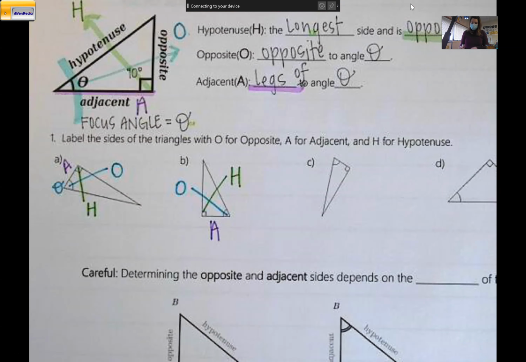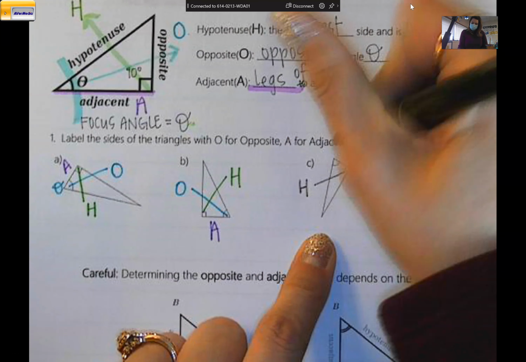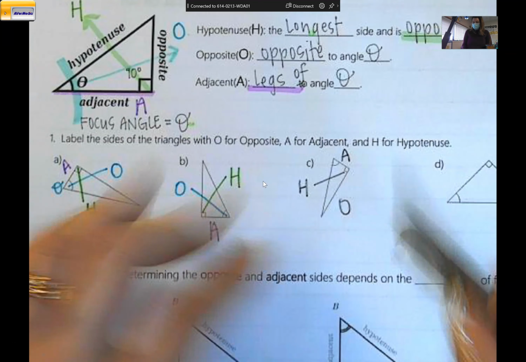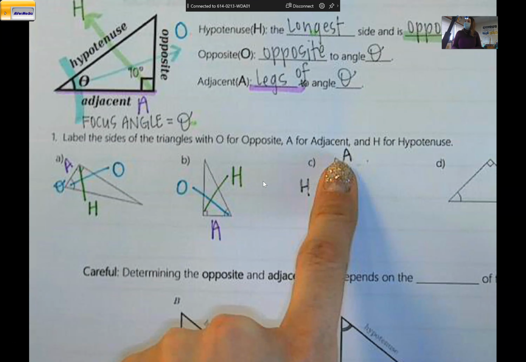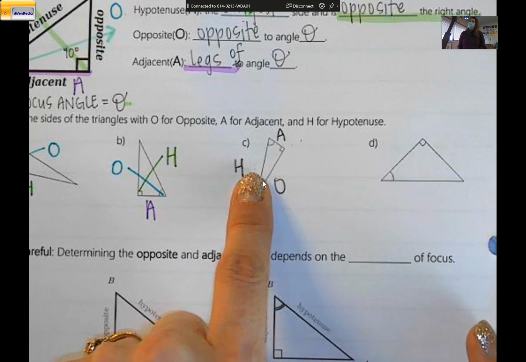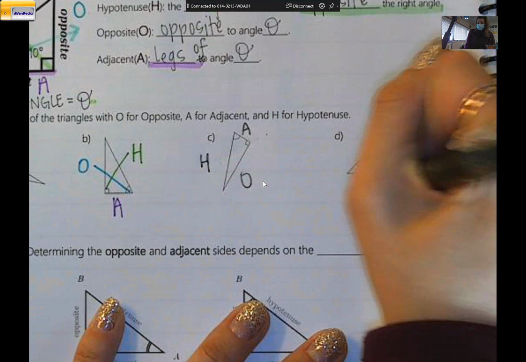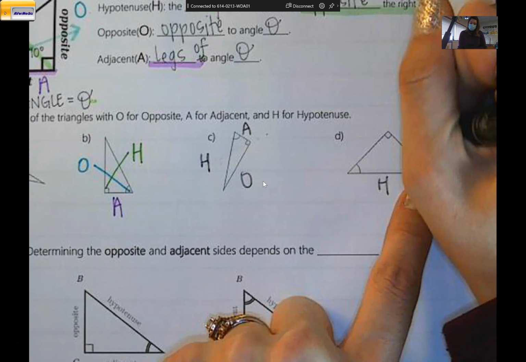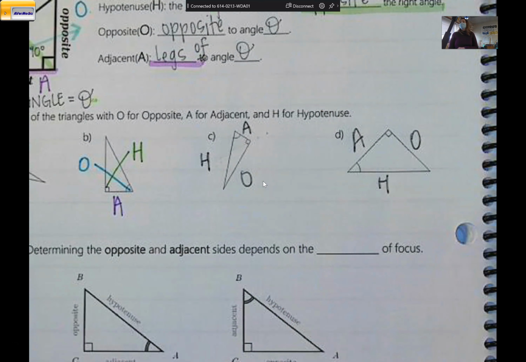Okay, so for C, I guess I should just label it for you rather than describe it. So the shortest side is A, the longest side is H. And then on the last one, the bottom is H, the right-hand side is O, the left-hand side is adjacent.